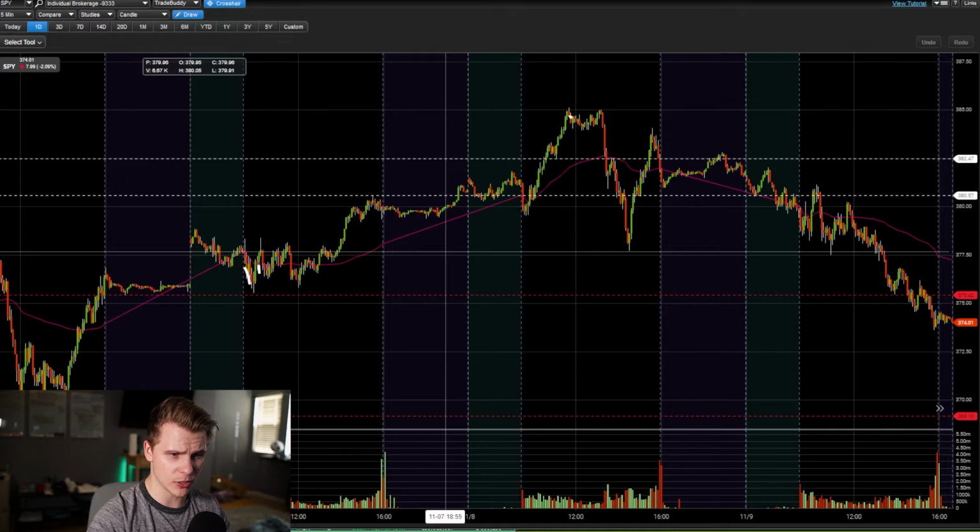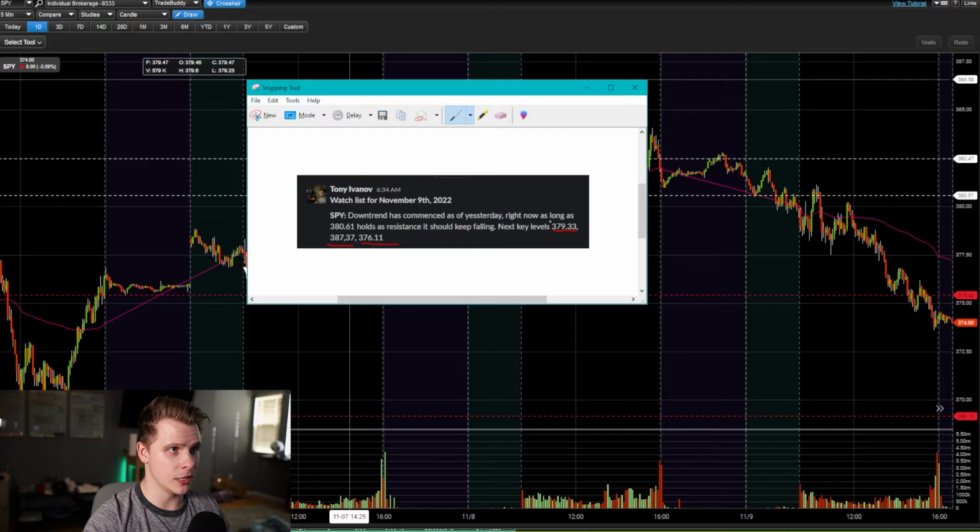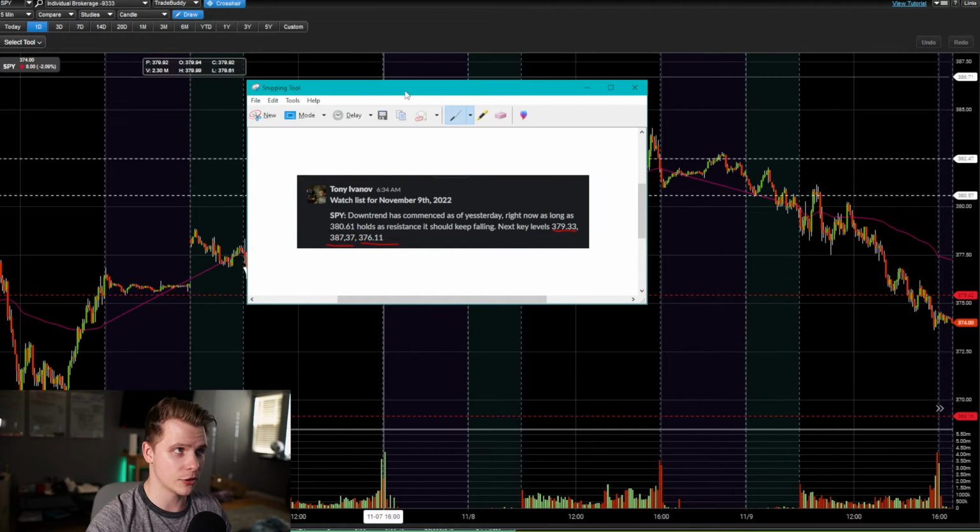And you can see SPY was number one on that watch list. Like I said, the downtrend has commenced as of yesterday. And right now, as long as it holds 380.61 as resistance, it should keep falling. And then some key levels below are 379.33, 387.37, and 376. So those are the key levels to lock in partials and to track the progress of the downtrend.